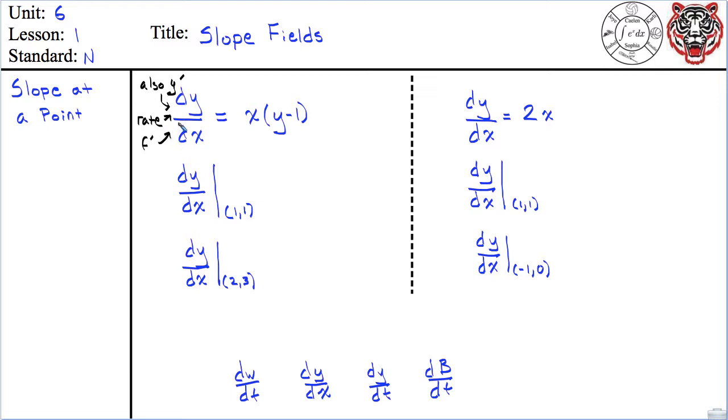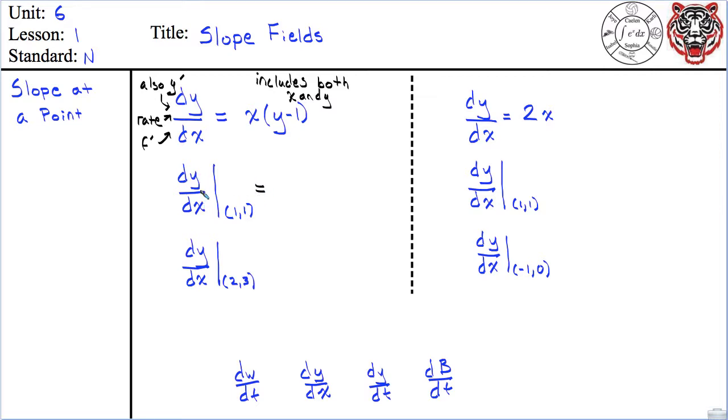Okay, so notice that when I'm giving you the function of this rate, x(y minus 1), this includes both x and y. And I want to write that down because it's kind of important. That means when I'm plugging in a point, I need to plug into both x and y. So let's go ahead and do that.